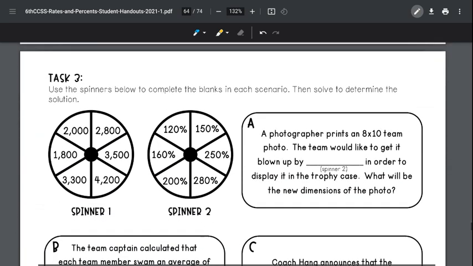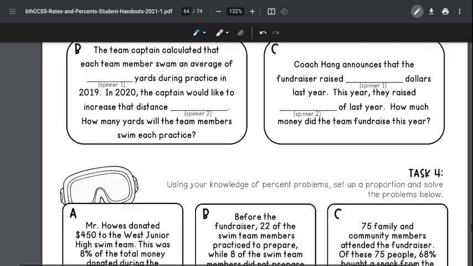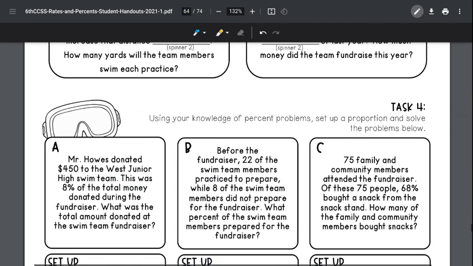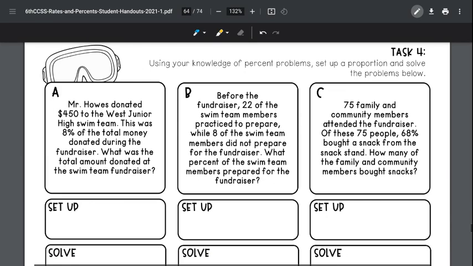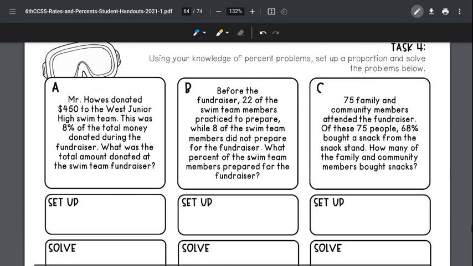Number 3, for task 3, we're going to skip this task and we're going to move straight to task 4. So we've got 3 problems left. Using your knowledge of percent problems, set up a proportion and solve the problems below.